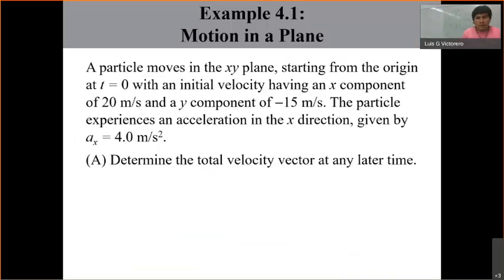Okay, here's what I wanted to get. So let's do a problem where you are given different directions, all right? So it says that you have a particle moving in the xy plane, starting from the origin at t equals 0. And it says that the initial velocity has an x component of 20 meters per second and a y component of minus 15 meters per second. The particle experiences acceleration in the direction x given by that. Find the velocity at any later time. Okay.